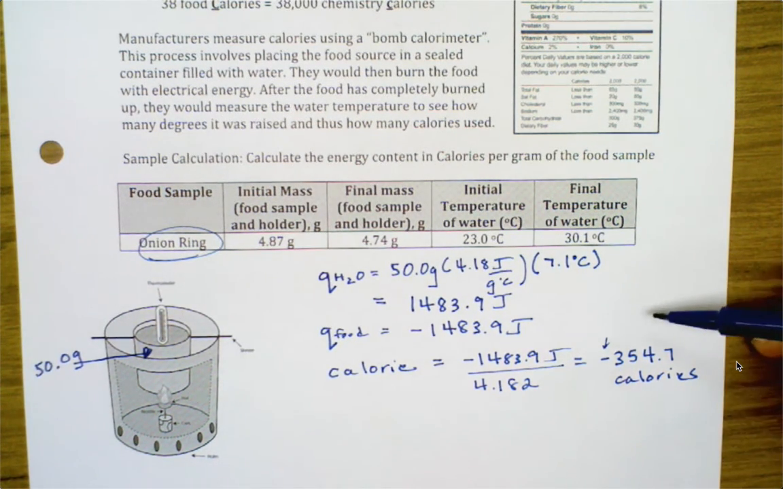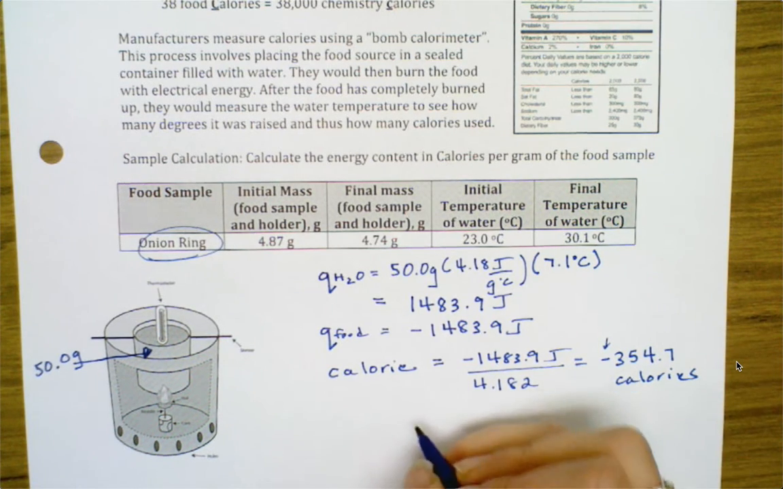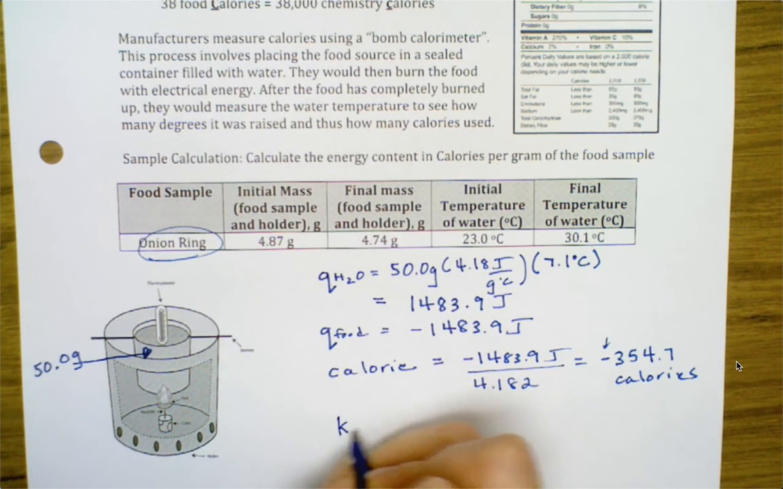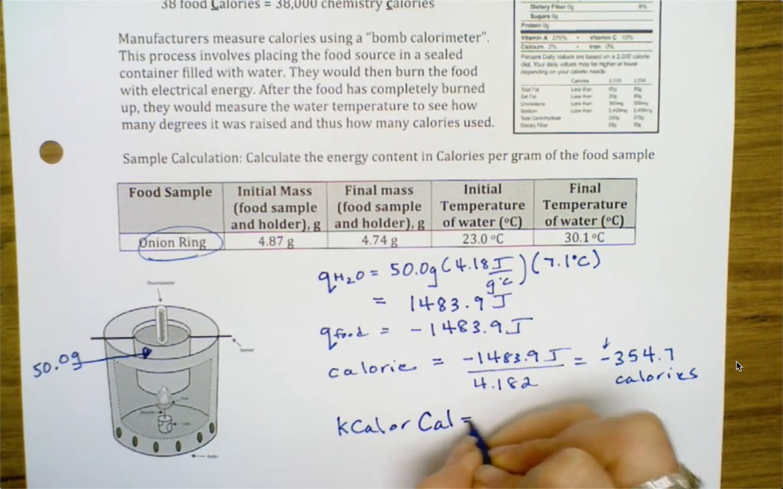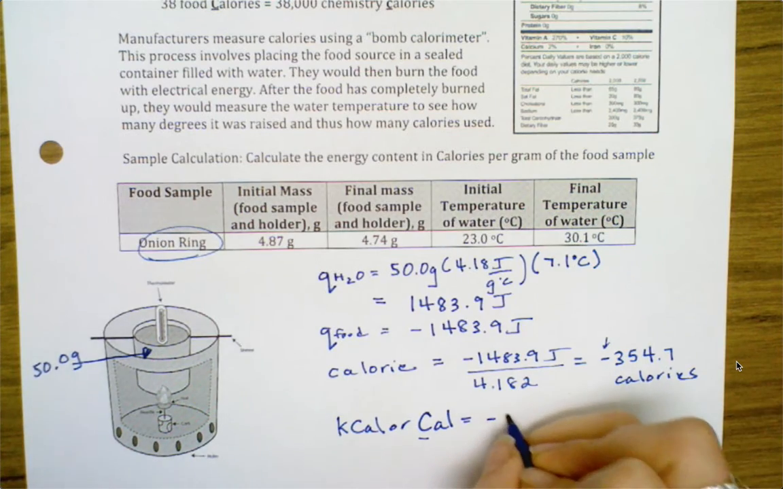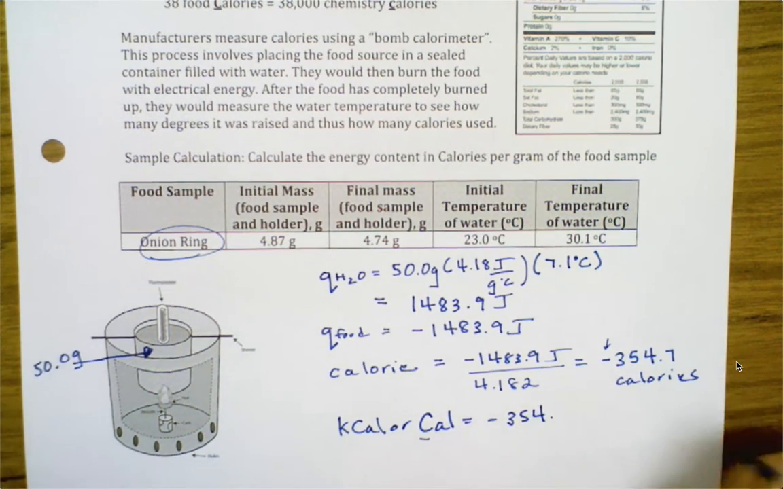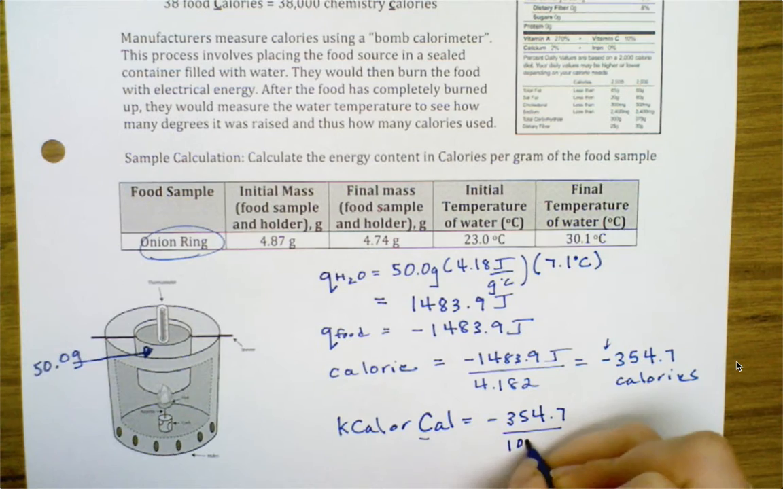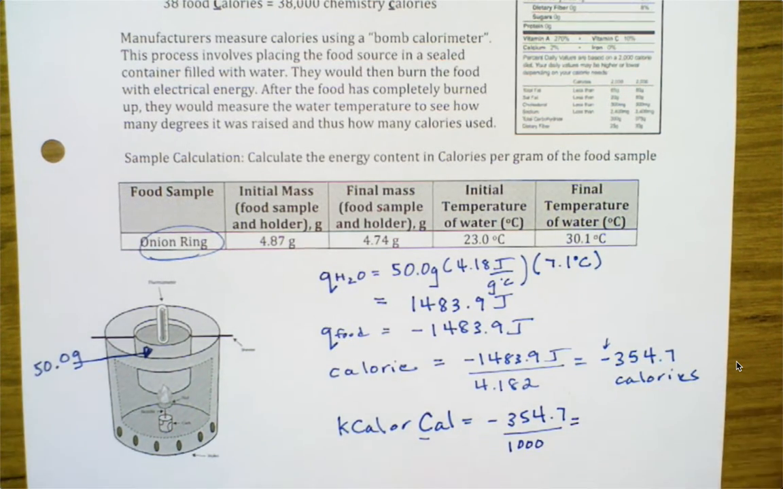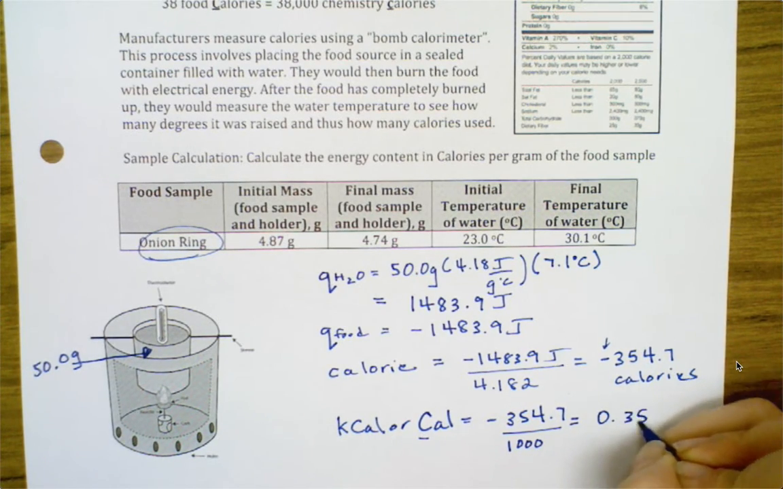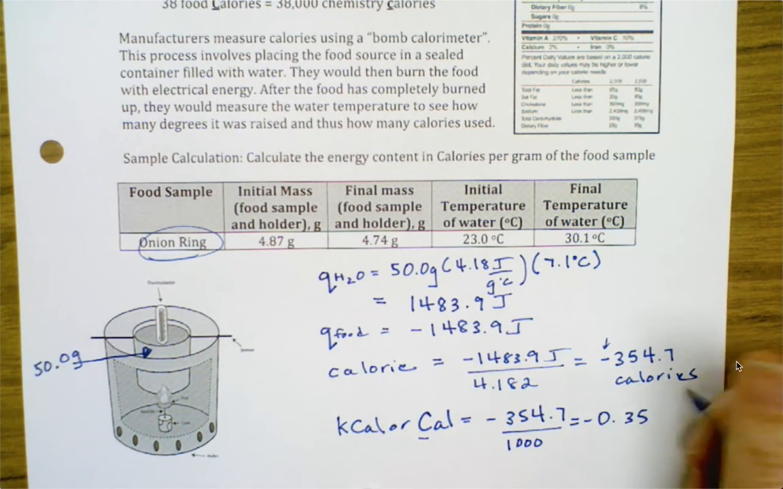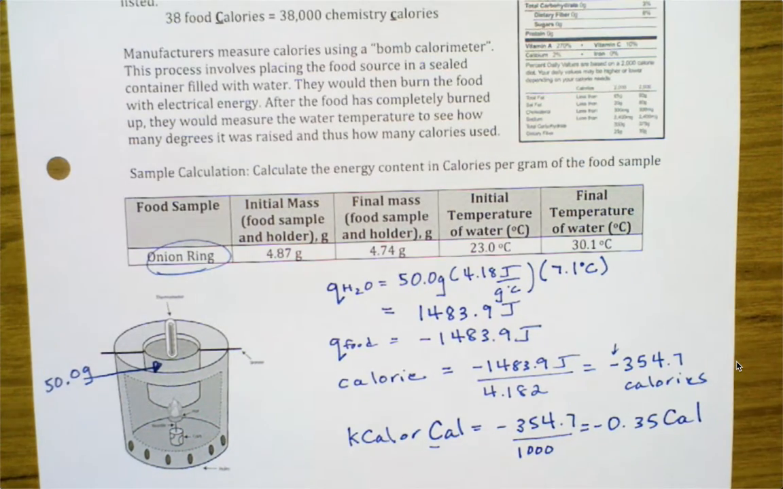Now, if I want to convert that into what is known as a food calorie, I have to divide that by 1,000. So what we're going to do to figure out a kilocalorie, or what we know as Cal, capital C, we're going to take that value and we divide by 1,000. And that takes us from chemistry calories to food calories. So I'll just keep that to 2 sig figs right now. And again, I'm just going to keep that negative out there, and my unit will be that.